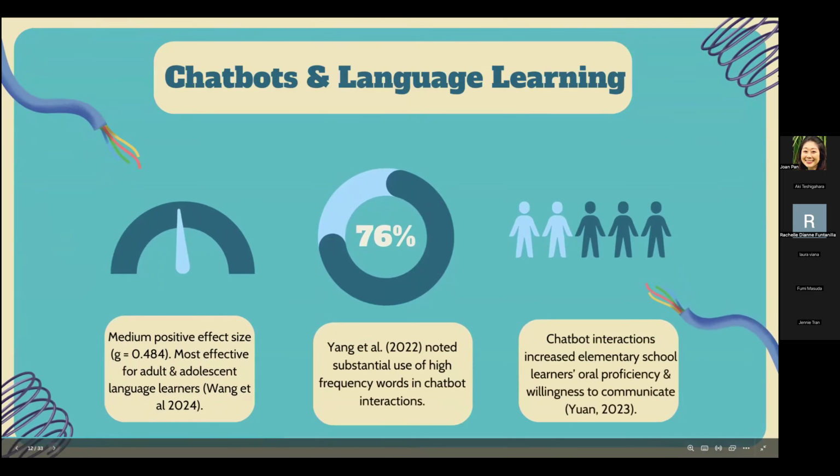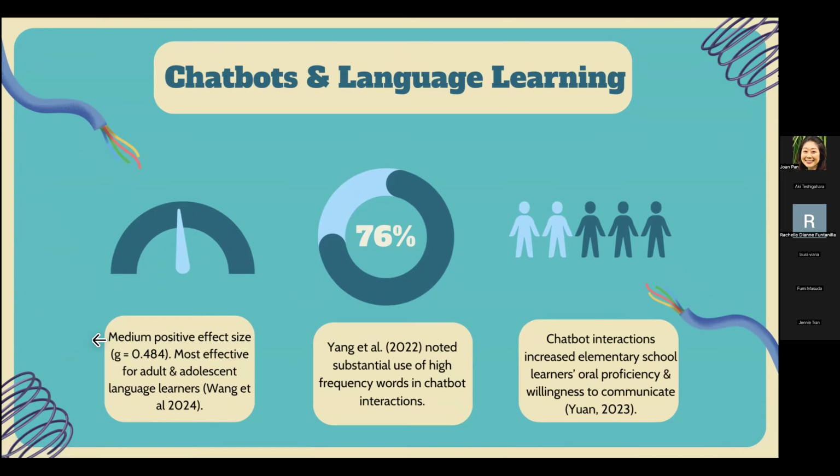Turning to chatbots and language learning, some previous studies on the effectiveness of using chatbots for language learning are shown here. Wang and his colleagues did this study, which is called a meta-analysis, which looks at many, many previous studies and puts all that data together to figure out overall what the effect is. They found overall a medium positive effect size. Students that used the chatbot had about half a standard deviation improvement in their performance as opposed to ones that did not. And they were most effective for adult and adolescent learners.